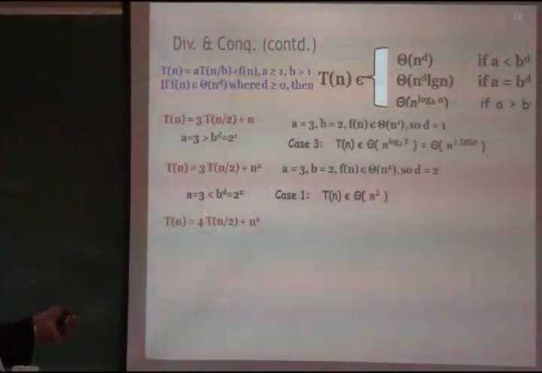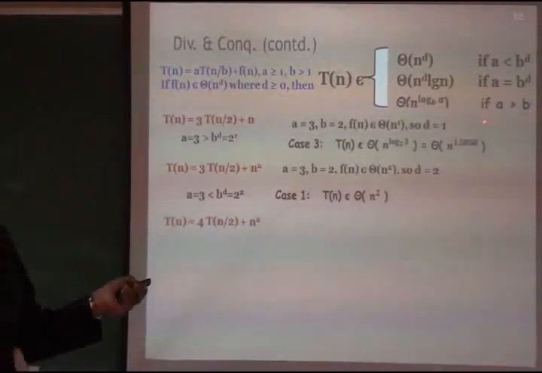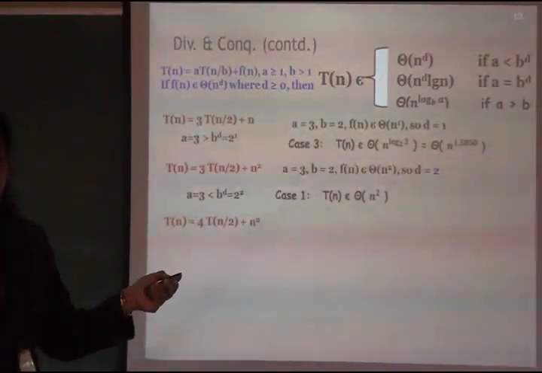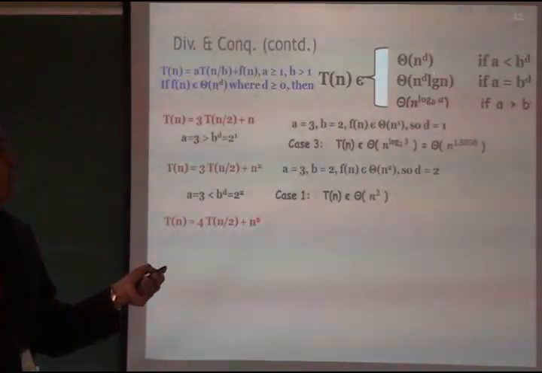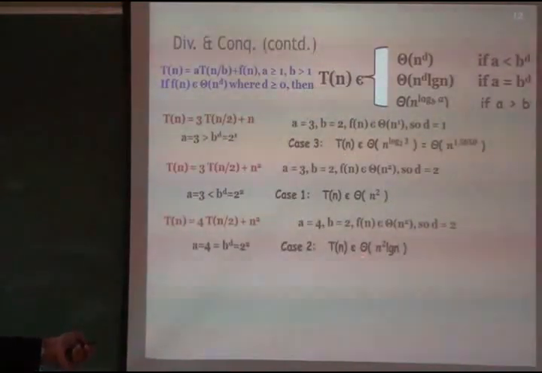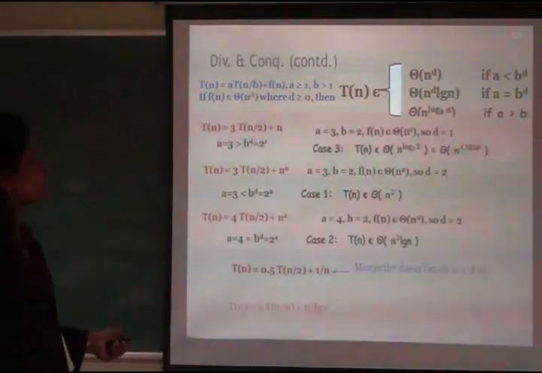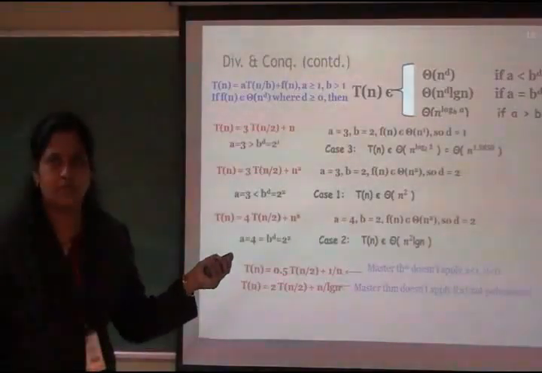Look at this third example, 4T(n/2) + n squared. Here a is 4, b is 2, and d is 2. So b to the d is 4, and a is 4. So a equals b to the d, and the time required is order of n squared log n. Likewise, we can solve problems with the help of this theorem.